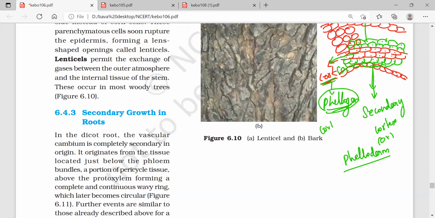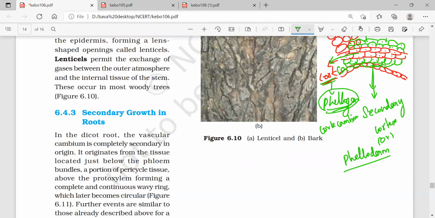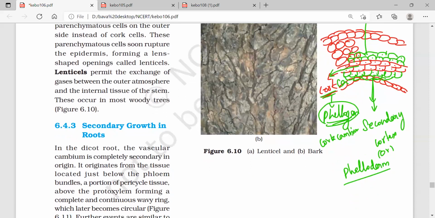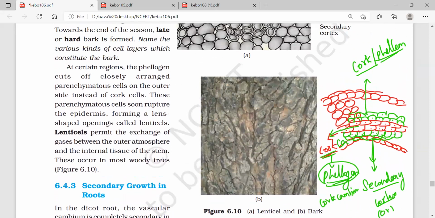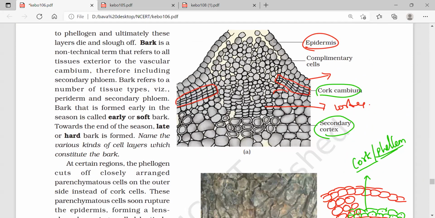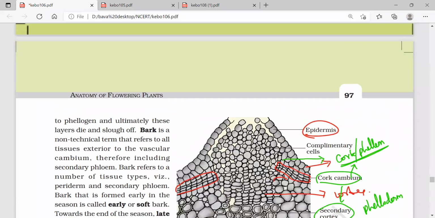Phellogen is cork cambium. The outermost region is cork or phellum, and the innermost region is phelloderm or secondary cortex. This is how they will give it in the question: this is the secondary cortex, this is the cork cambium, and here are the newly synthesized cells. What forms outside the cork cambium is cork or phellum, and what forms on the inner side is secondary cortex or phelloderm. These are the important regions of cork cambium activity.